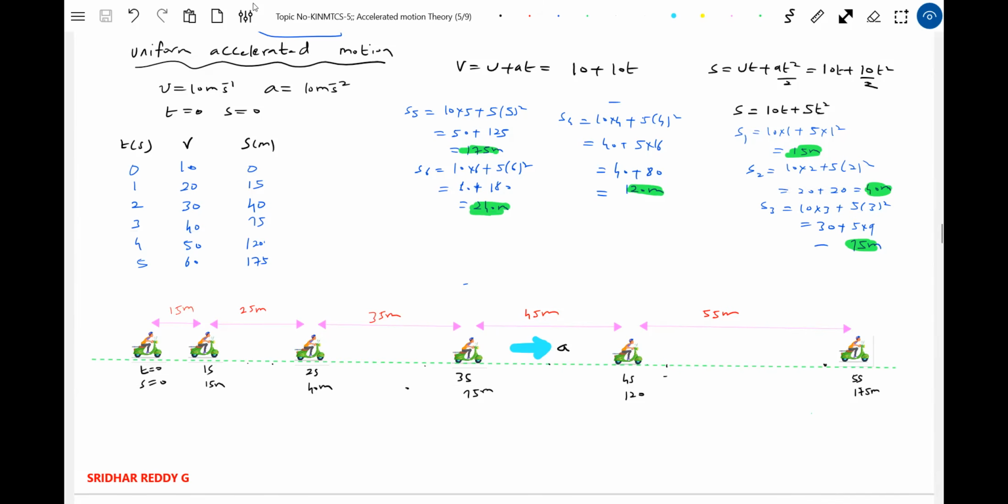I think there are some very important things which I'm going to conclude based on uniform accelerated motion. Distance covered, shall we put like this? Distance covered will increase in equal intervals. Means for equal intervals of time, the distance covered will increase.